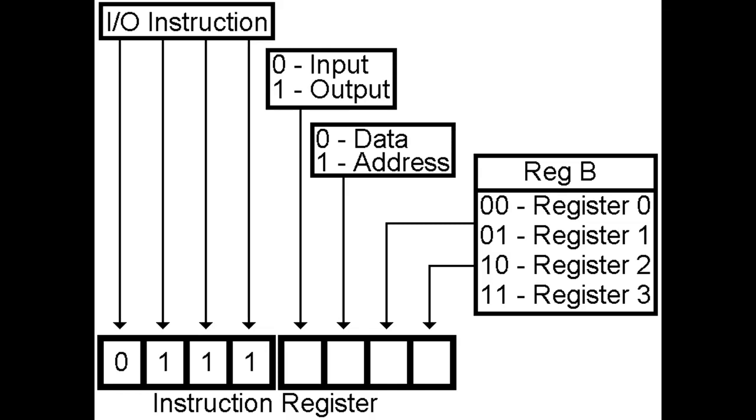Let's call it RegB. The 5th bit indicates if we are doing input or output. 0 is for input and 1 is for output. Finally, bit 6 indicates if we are sending or receiving I/O data, in the case it's 0, or an I/O address, in the case of 1.